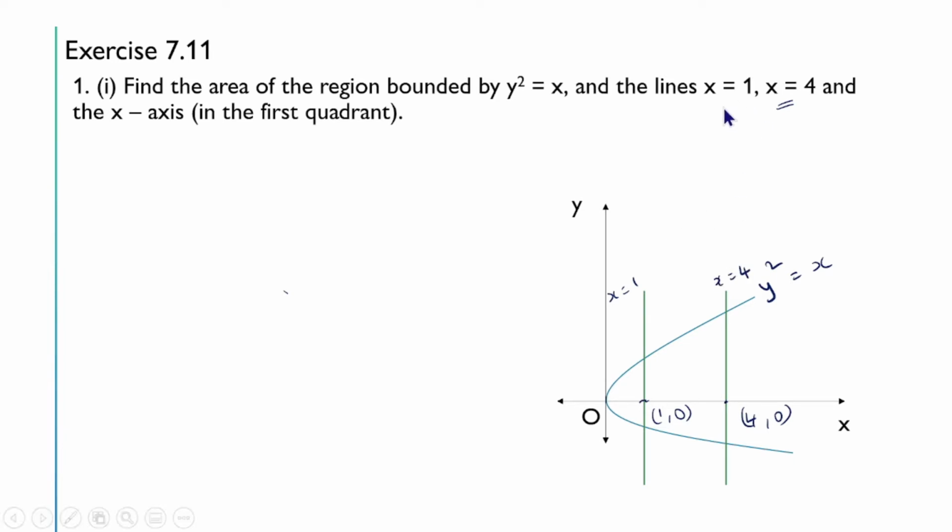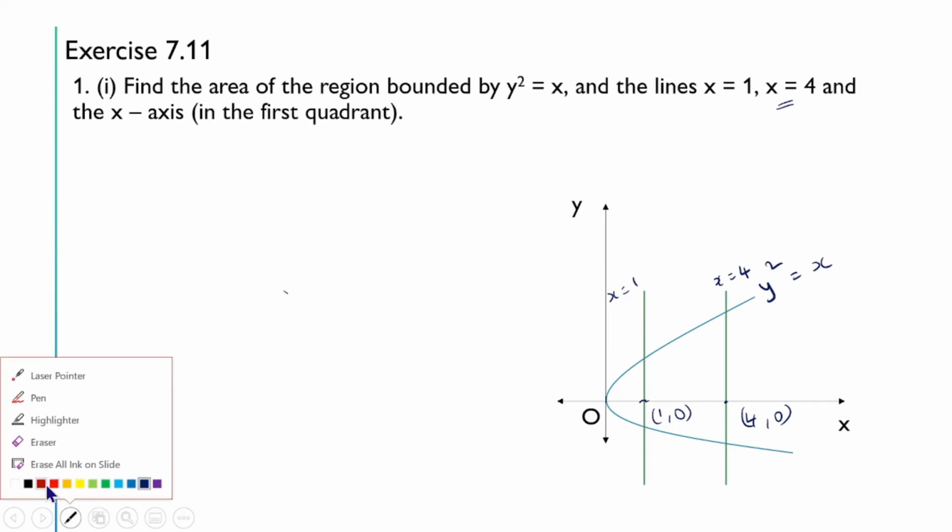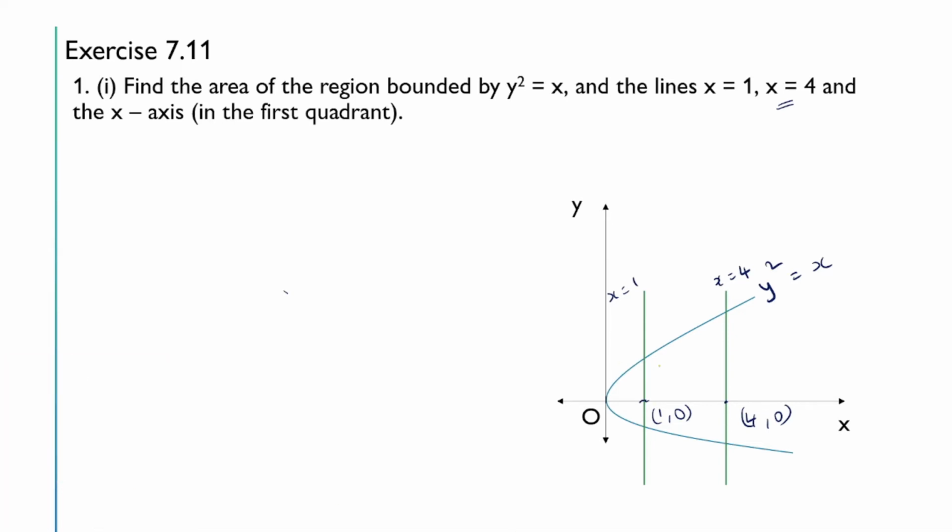So the region bounded by x is equal to 1, x is equal to 4, this curve y square equal to x and the x-axis in the first quadrant. This is the first quadrant. So the corresponding region is, so this is the region which is corresponding to all these curves. Now we have to find the area in this region.